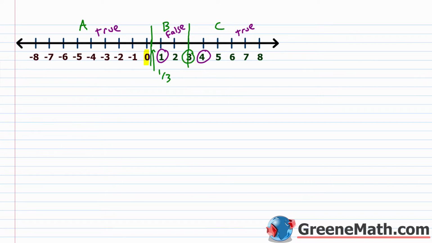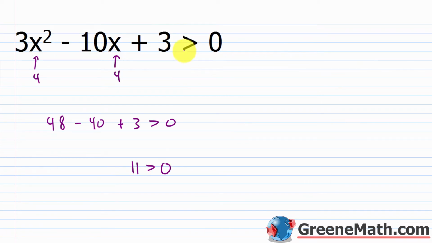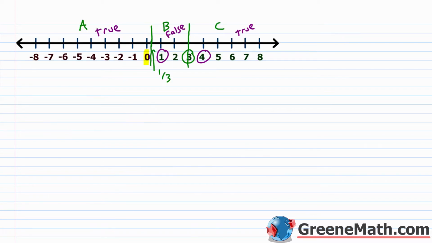If I go back up, I have a strict inequality. So that means my endpoints will not be included. So I would put a parenthesis at 1/3 facing to the left, and I would shade everything to the left to indicate that, hey, 1/3 doesn't work, but anything to the left of 1/3 would work.